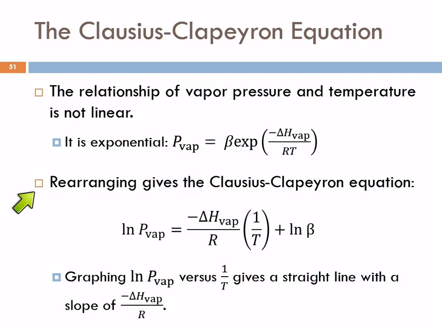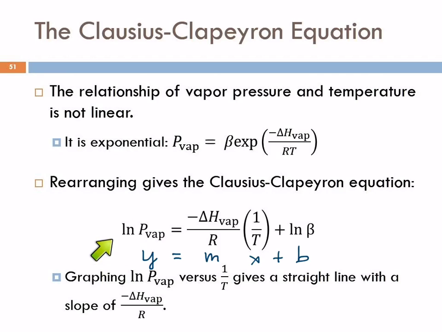So if we rearrange it by taking the natural logarithm of both sides, we get the natural logarithm of the vapor pressure is equal to negative heat of vaporization over R times 1 over the temperature plus the natural log of beta, which is just a constant. This is in the form of a line. You're like, oh, that doesn't look like a line. y equals mx plus b.